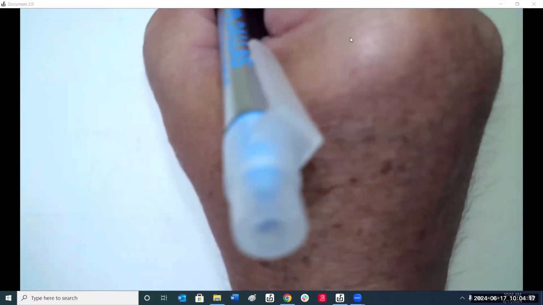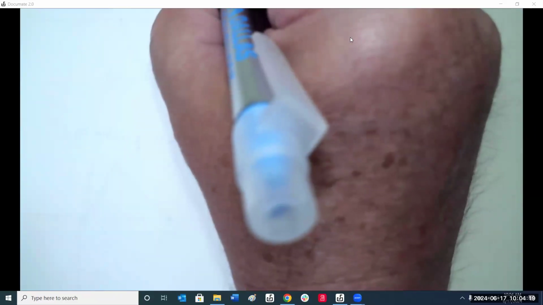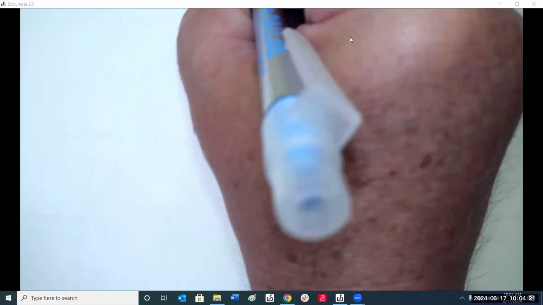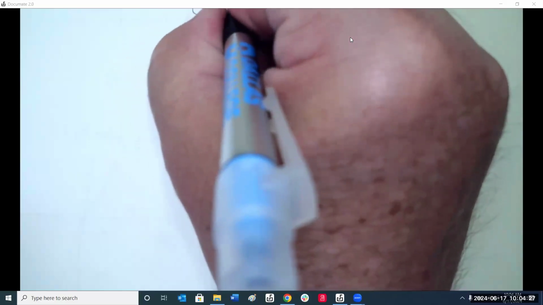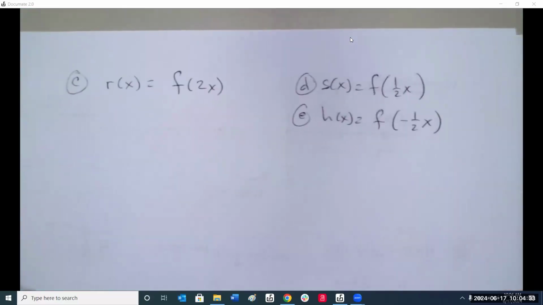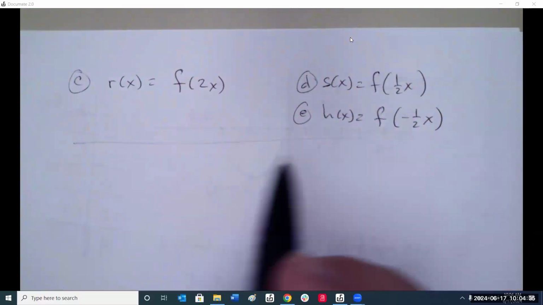Look at C. R of x is equal to f of 2x. D is s of x equals f of 1/2 x. And E is h of x equals f of -1/2 x. These are the ones we have to do next.